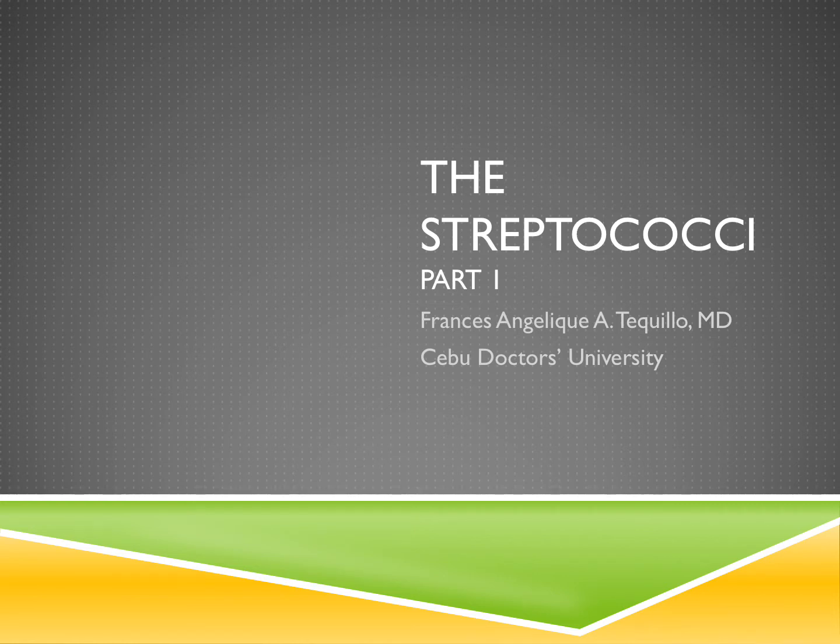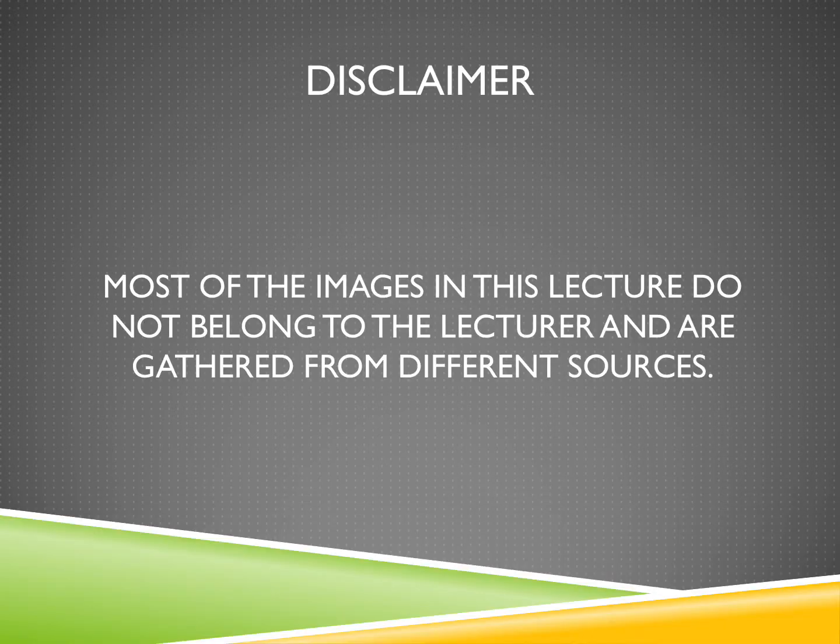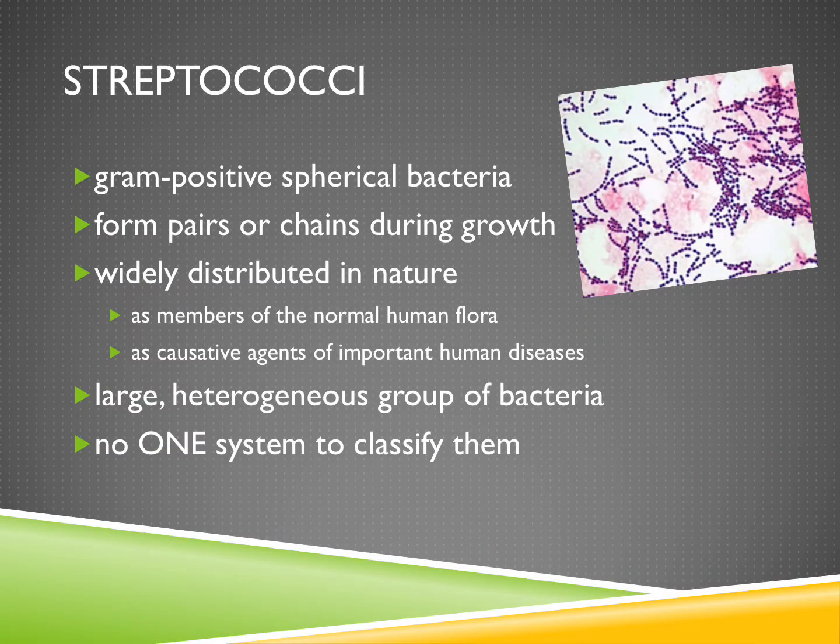Let's talk about the streptococci. The streptococci are gram-positive spherical bacteria which form pairs or chains during growth. They are widely distributed in nature. They are a large heterogeneous group of bacteria, but there is no one system to classify them.